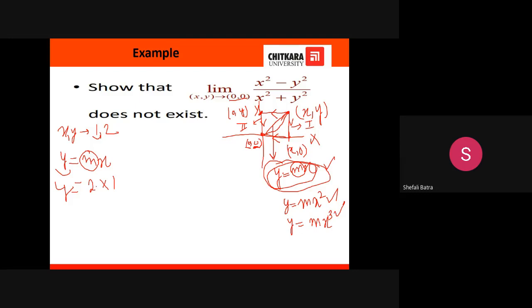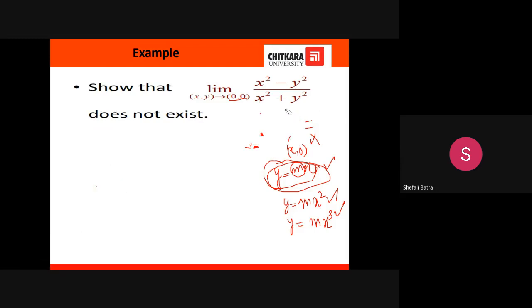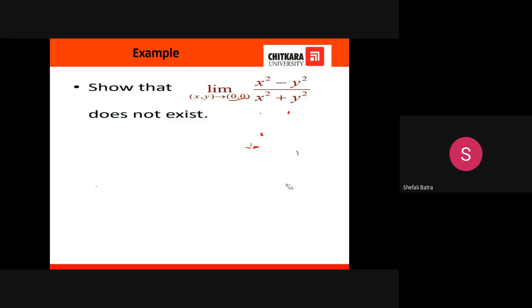So you have to remember that if the point is the origin, then you need to check several paths. And if it is a point other than 0, 0, then you will be checking only two paths. This one path and this second path. Is it clear? If yes, then only I will discuss this question. If not, then I'll repeat the same thing. Now tell me, are you getting my point? Should I repeat it?